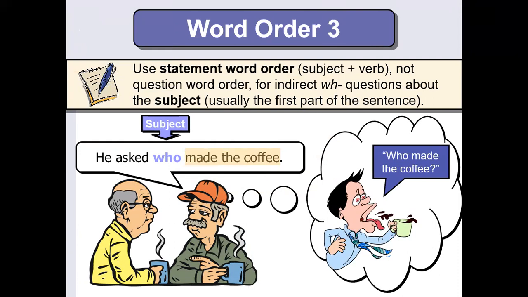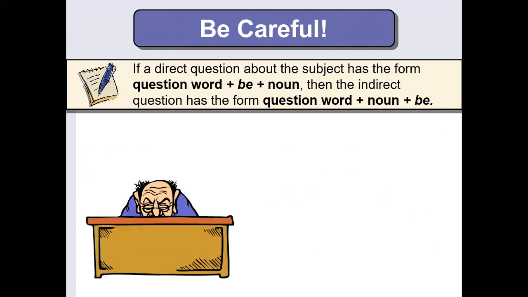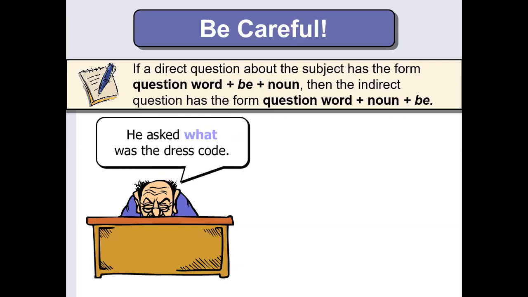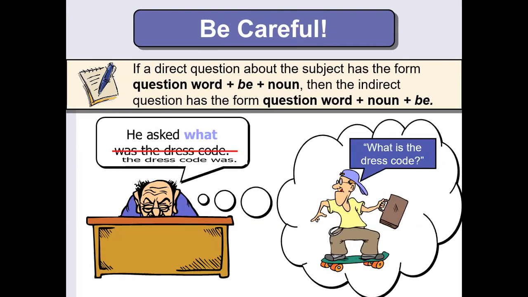This is a bit not difficult. It's easy, I can say. But let's continue. We have to be careful. If a direct question about the subject has the form of question word plus be plus noun, then the indirect question has the form of question word plus noun plus be. For example, he asked what was the dress code and what is the dress code, right?